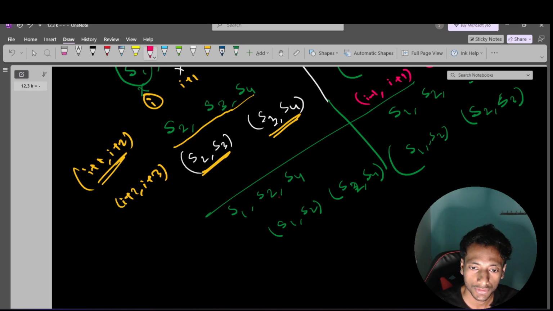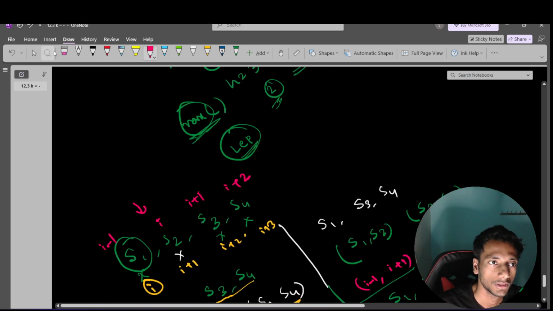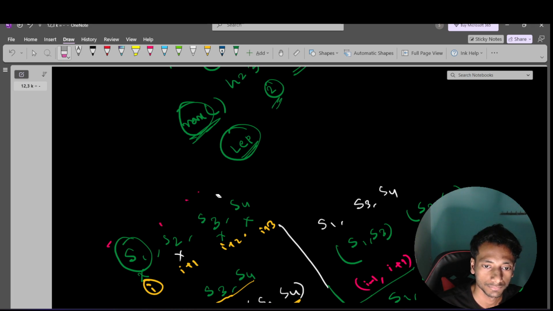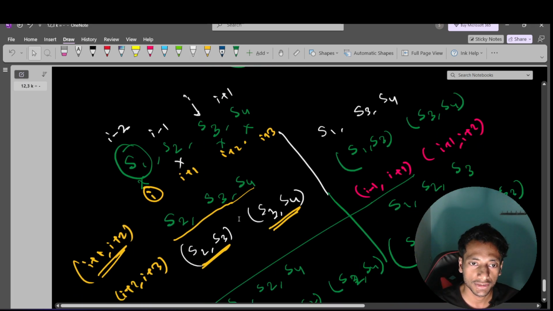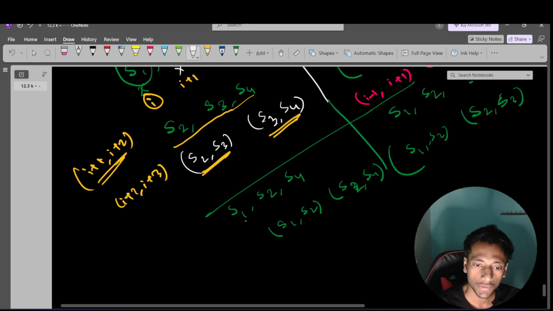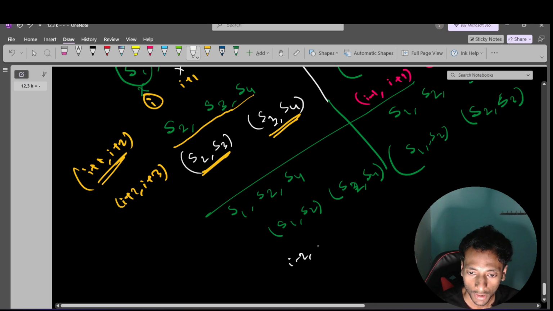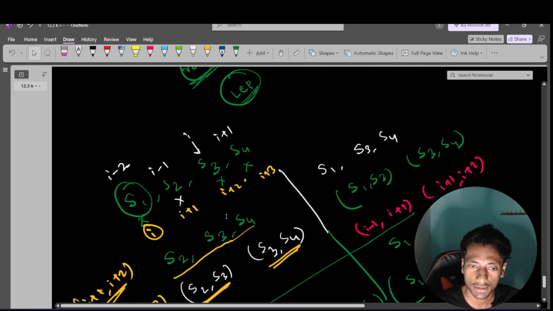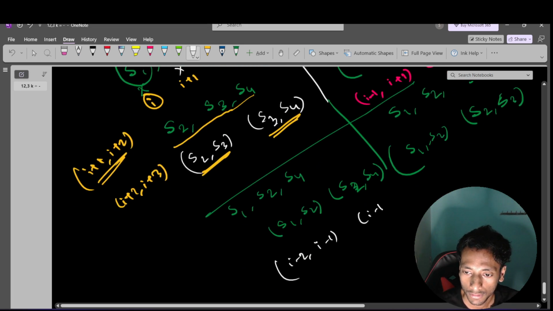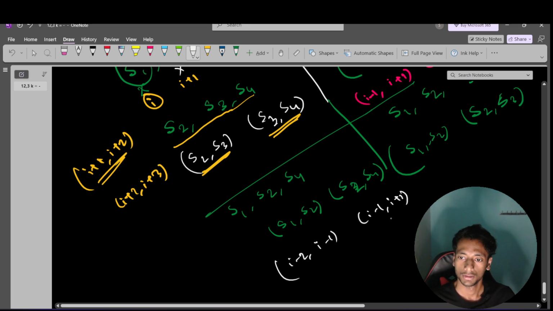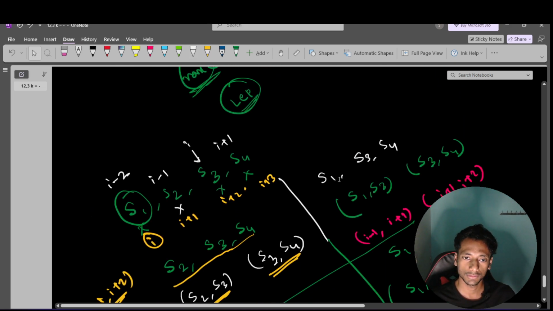And when I remove the string s3, this is now our current I, this is I plus 1, this is I minus 1, and this is I minus 2. That means I have removed the ith string, s3, and now I have s1, s2, s4, meaning s1 and s2. The s1 position is I minus 2 and s2 is I minus 1, and this s2 position is I minus 1 and the s4 position is I plus 1. Clear?